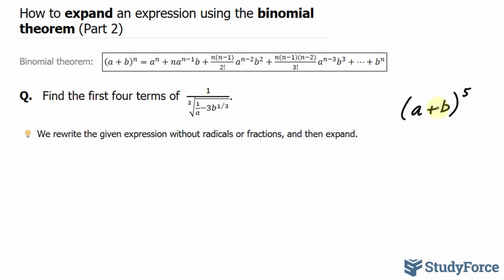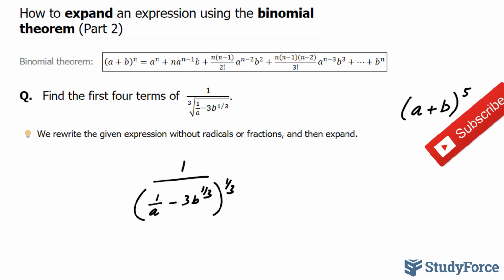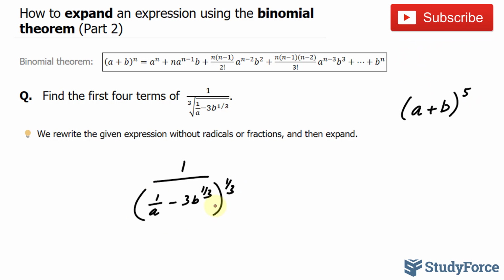So what we have to do is rewrite the given expression without radicals or fractions and then expand using the theorem. Let's go ahead and do that. First of all, this cube root can be written as 1 over (a minus 3b) to the power of 1 over 3, all powered to 1 over 3. This expression and this expression mathematically mean the same thing.